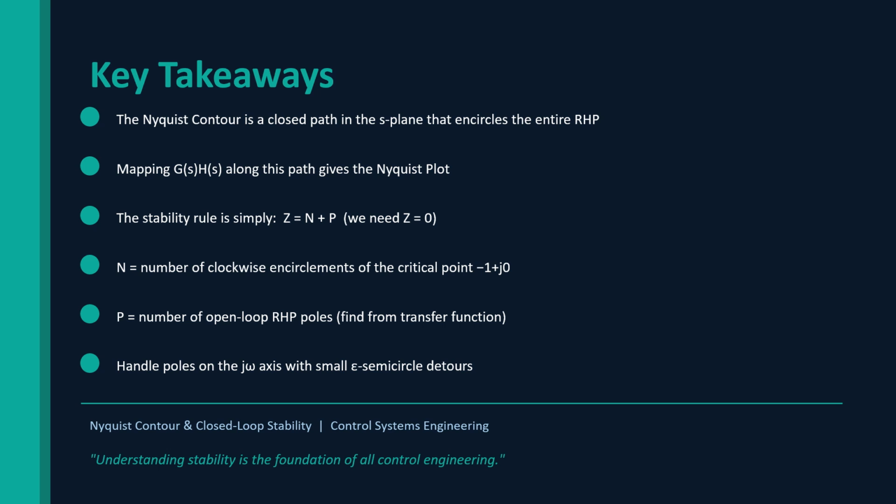The Nyquist contour helps us to analyze stability without building the system. We learned contour, mapping, critical point and formula. So the Nyquist method is very powerful in control systems.